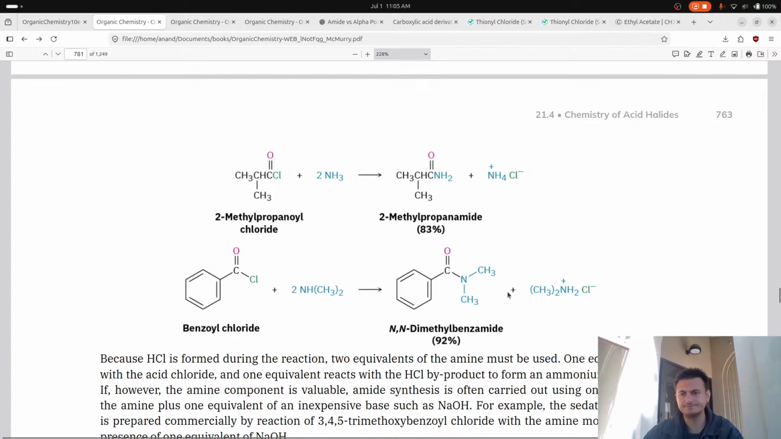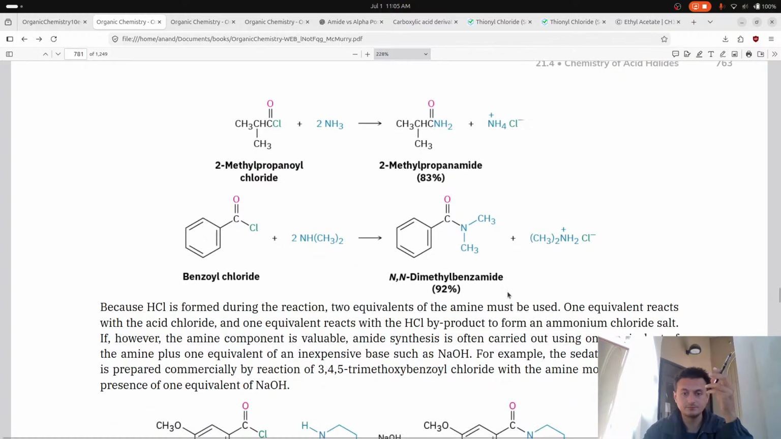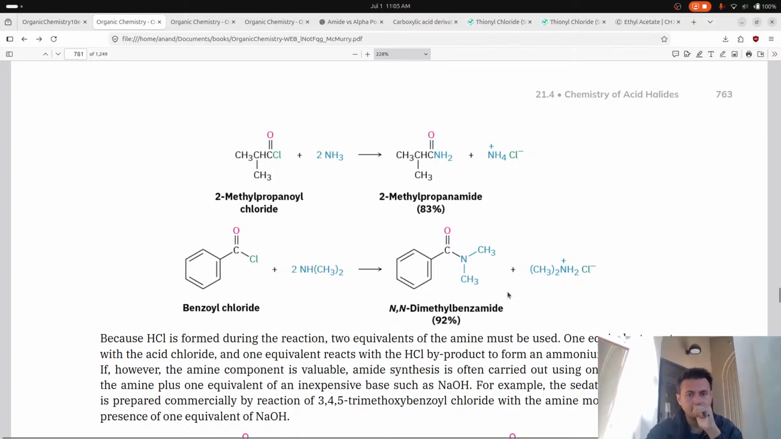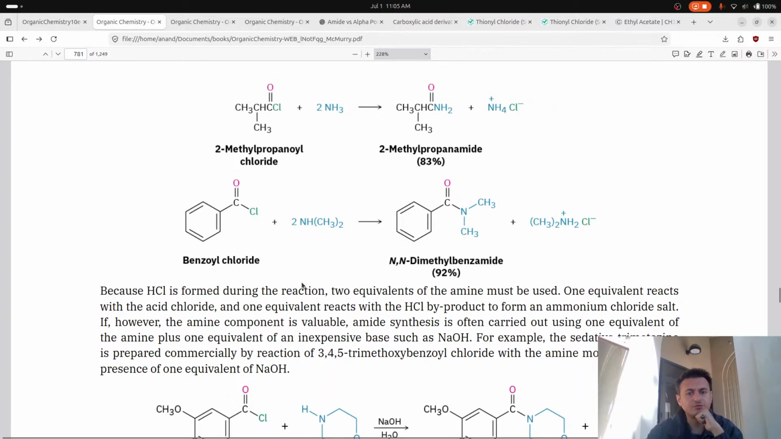N,N-dimethylbenzamide. Amide. Because HCl is formed during the reaction, two equivalents of the amine must be used. One equivalent reacts with the acid chloride and one equivalent reacts with the HCl byproduct to form an ammonium chloride salt. If, however, the amine component is valuable, amide synthesis is often carried out using one equivalent of the amine plus the equivalent of an inexpensive base.